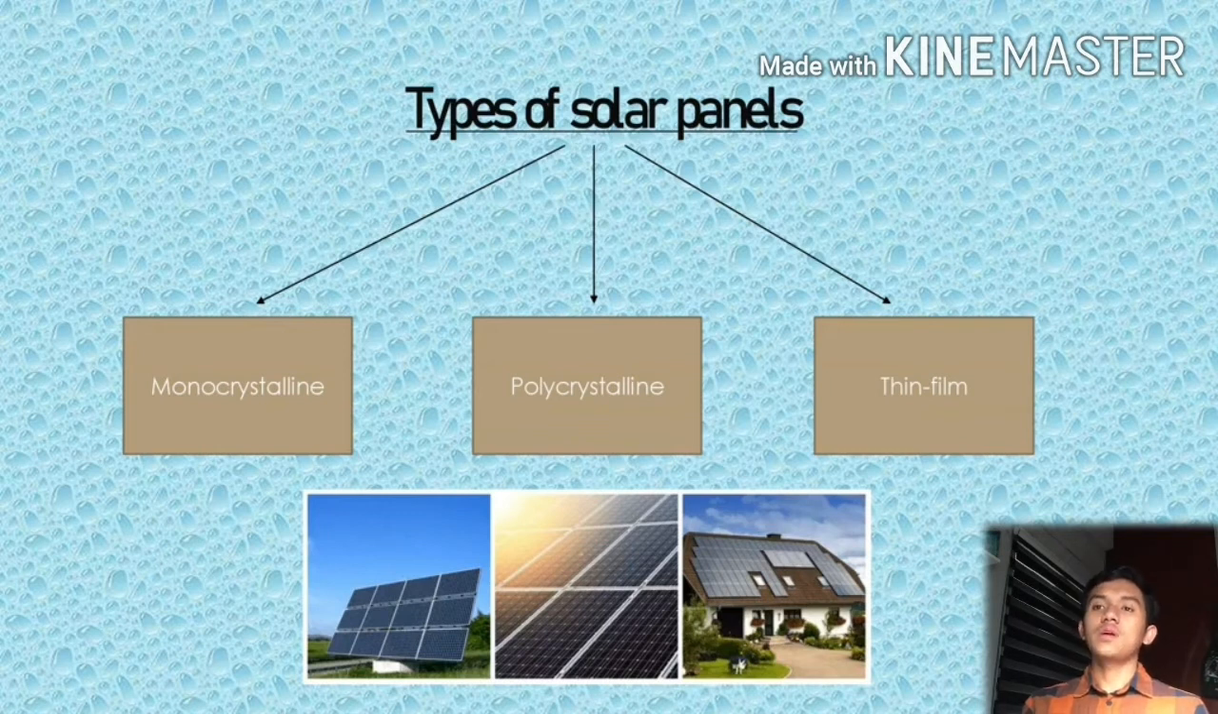Okay, the last one is the thin film solar panel. The biggest difference of this solar panel is how thin and low profile the technology is. This is because the cells within this panel are roughly 350 times thinner than the other two types of panel, and that's why it's called a thin film solar panel.